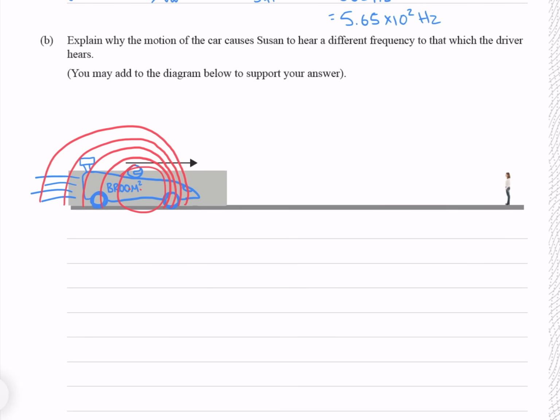And so because these wavefronts are being produced offset to each other, the wavelength ahead of the car becomes shorter, which, because the velocity is the same, means our frequency is increased, and the opposite is true behind our source. So let's now launch into our explanation of the Doppler effect.